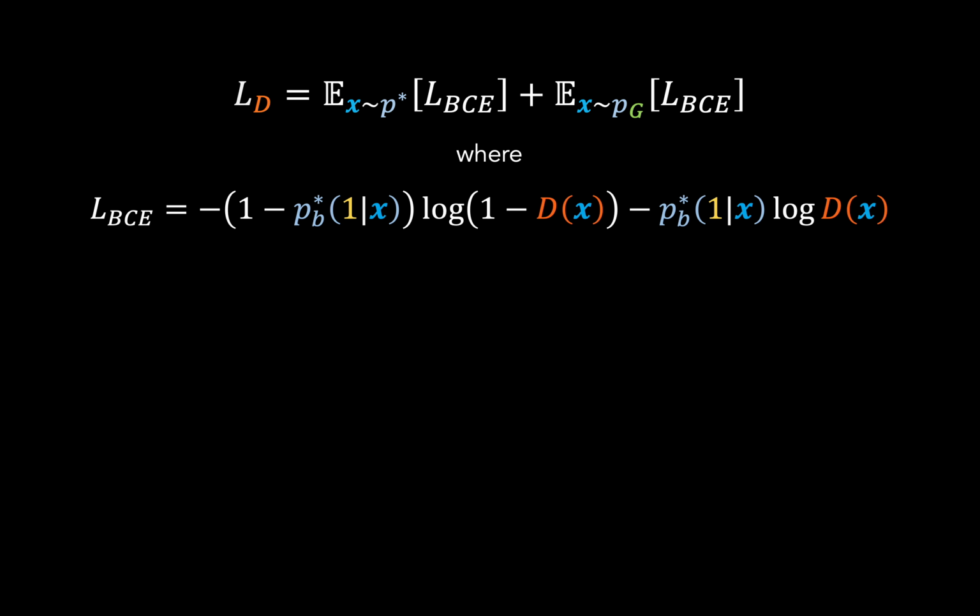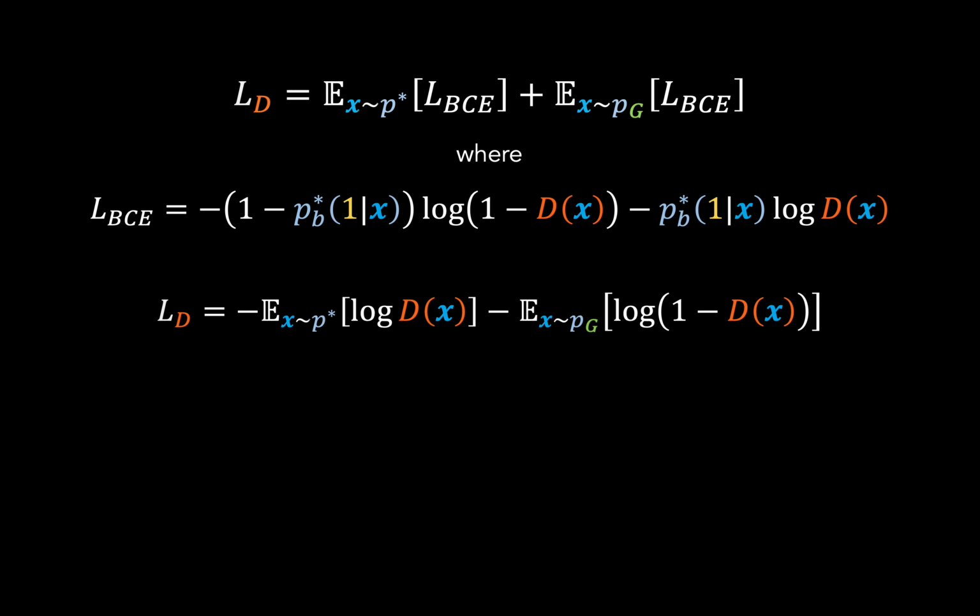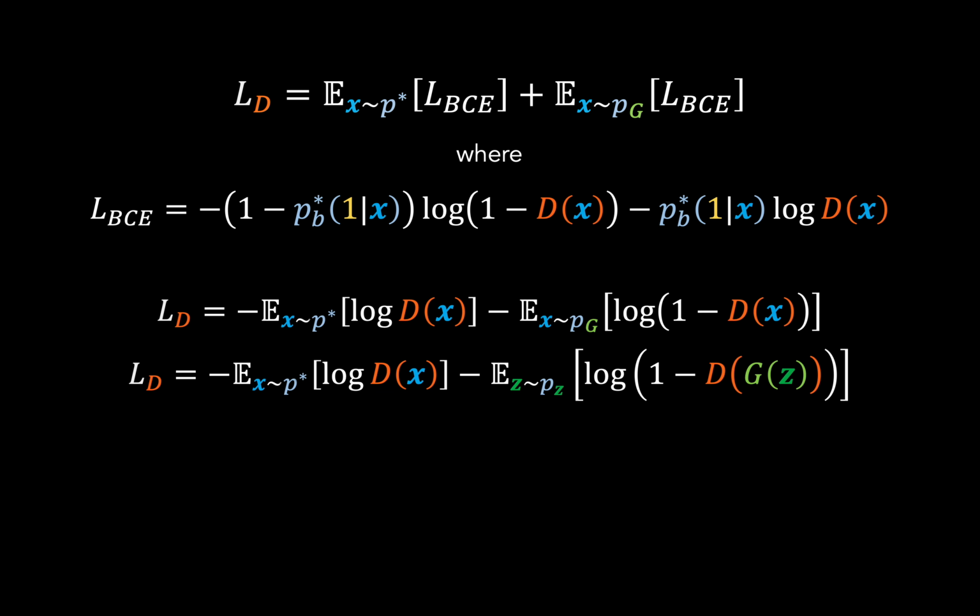Now, if x comes from P star, then P star B of 1 becomes 1. And if x comes from PG, then P star B of 1 becomes 0. So we can simplify it to just this. And of course, we can rewrite this again in terms of our noise distribution, P of z. So here we have our final discriminator loss. Now, the only thing we're missing is our generator loss.